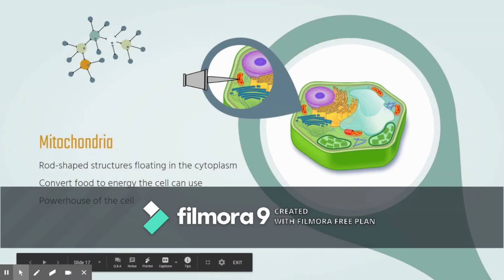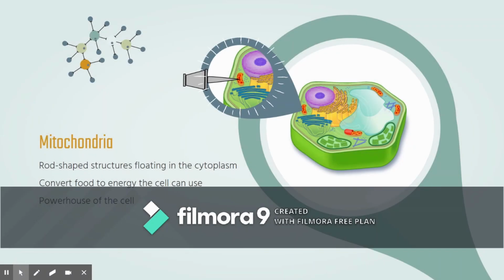Mitochondria. They are rod-shaped structures floating in the cytoplasm, as shown in the visual. They convert food to energy the cell can use, and they are also known as the powerhouse of the cell.